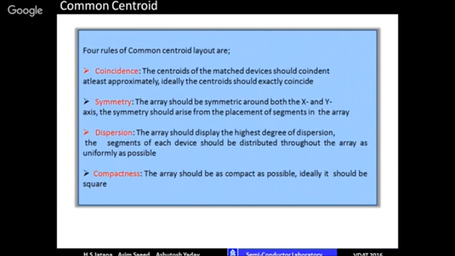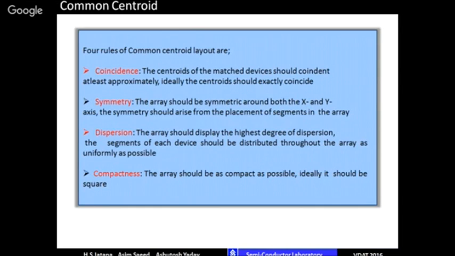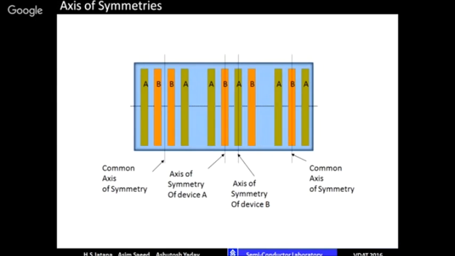Now there is something known as these resistors where you do the axis of symmetry. That layout is known as a common centroid layout. So there are 4 rules of doing a common centroid. One is coincidence. This means the centroids of the matched devices should coincide at least approximately. So coincide means like this one. Here the coincide of B and A, they are both matching. You see the axis of symmetry of B is also this line, of A is also this line.